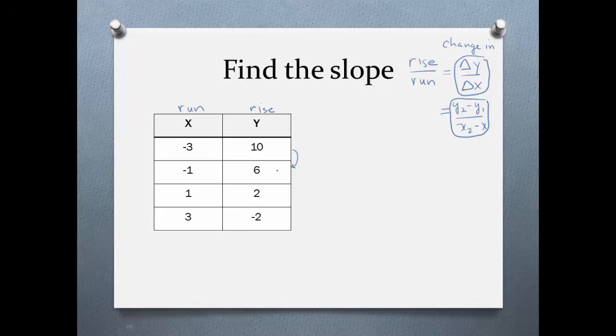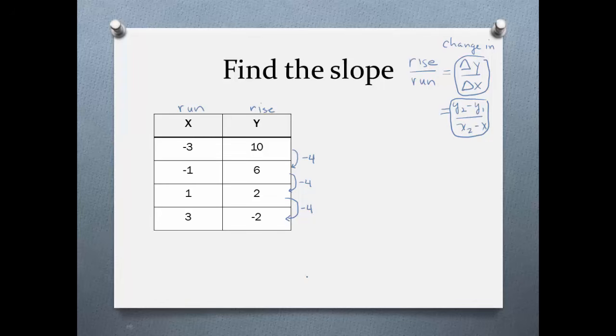Well, to go from 10 to 6, it has to drop by 4. So I can think of that as subtracting 4. And if you look at this all the way down this table, from 6 to 2 is a drop of 4, and from 2 to negative 2 is a drop of 4. So it looks like our rise is negative 4.